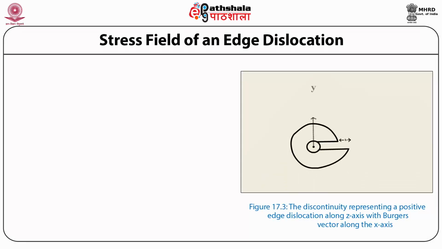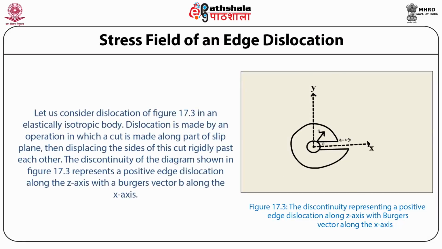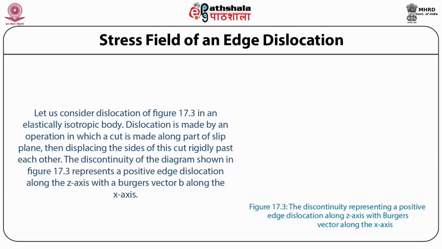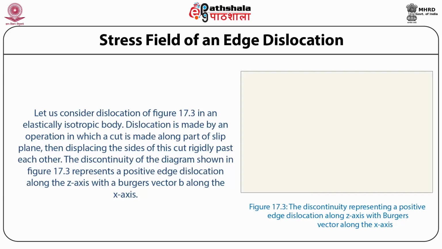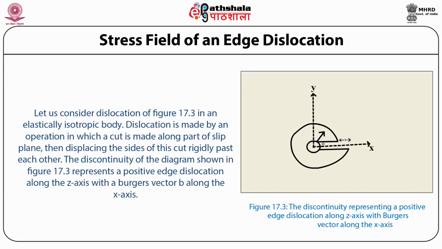Stress field of an edge dislocation. Let us consider the dislocation of figure 17.3 in an elastically isotropic body. The dislocation is made by an operation in which a cut is made along part of the slip plane, then displacing the sides of this cut rigidly past each other. The discontinuity, shown in figure 17.3, represents a positive edge dislocation along the z-axis with a Burgers vector b along the x-axis.